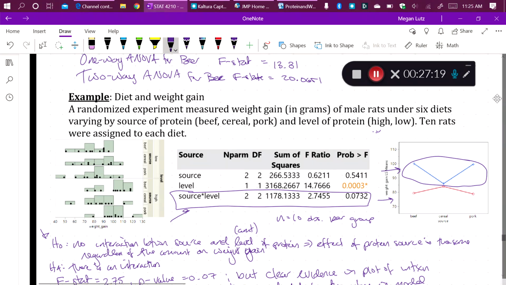So that's it for this video. We will pick up and finish chapter 14 in the last video, which is talking about how we can break out and compare these things for two-way ANOVA using multiple comparison methods like Tukey.